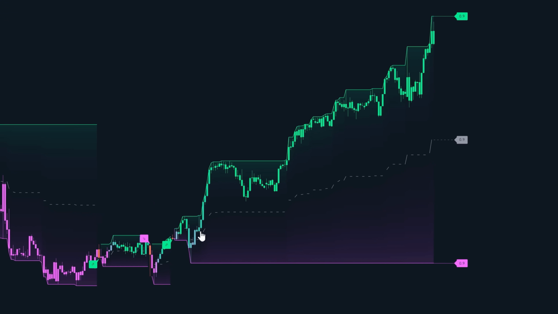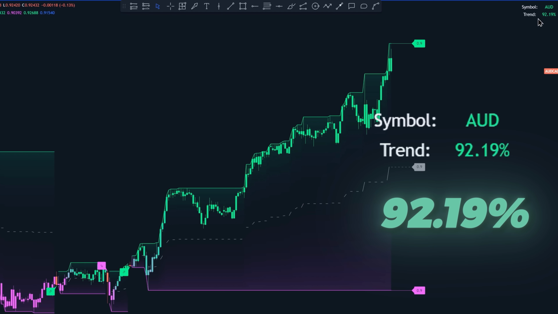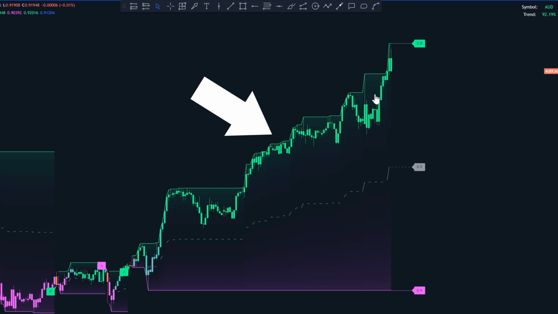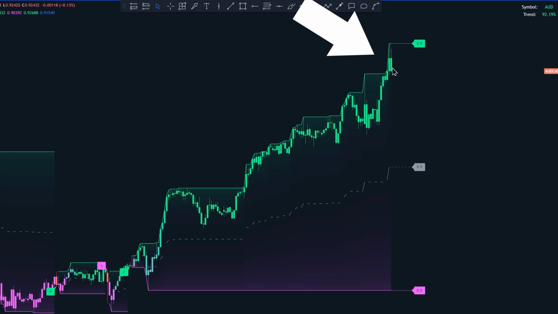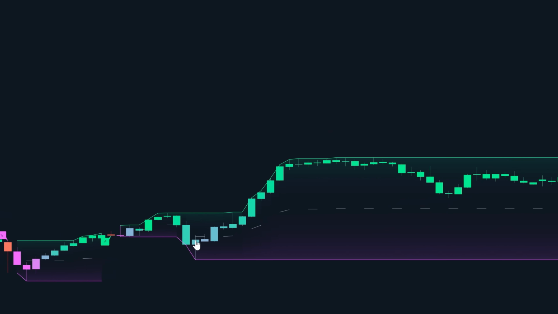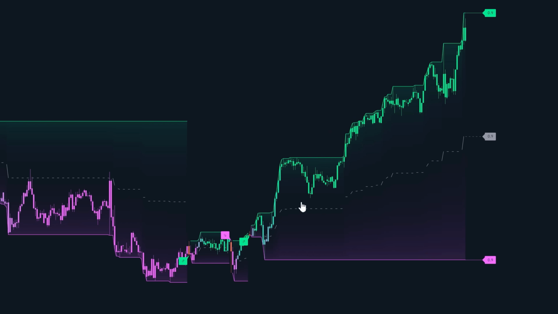Now, in an uptrend, this trend delta value represents the percentage of candles that opened and closed above the midline. As you can see, it says 92.19%, meaning that throughout this bullish trend, from here to here, we had a few candles that closed below the midline, but the candles that opened and closed above it constituted a total of 92.19%.